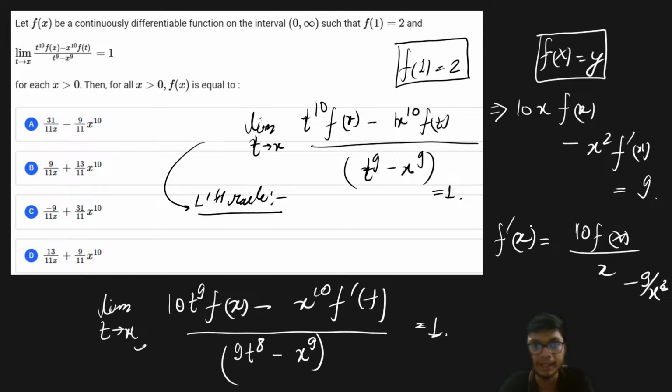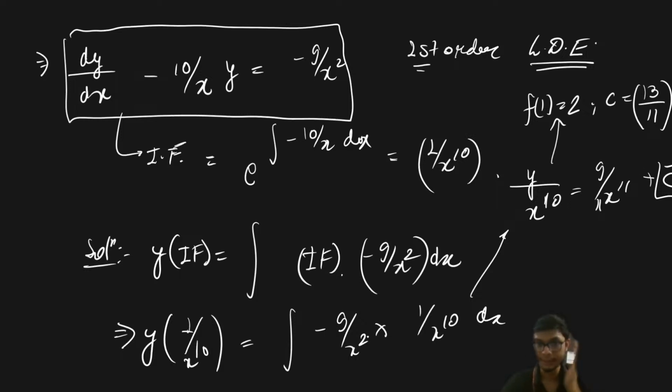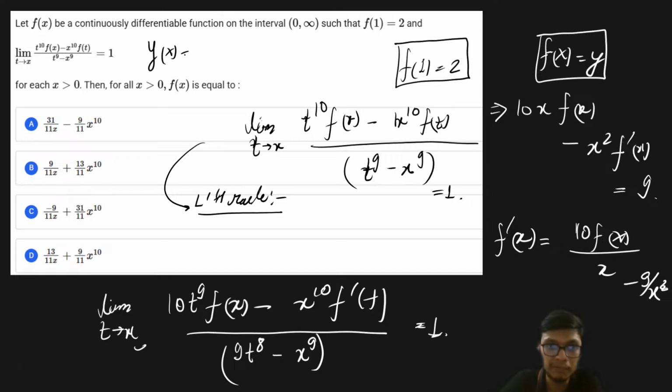Now, if you look at the problem statement, it is said that f of 1 is equal to 2. That is given for getting the value of the constant. On applying that condition, putting x equal to 1 and y equal to 2, I will get c is equal to 13 by 11. So the proper solution of the differential equation I can write as y of x, or f of x, is equal to 9 upon 11x plus 13 by 11 x to the power 10.